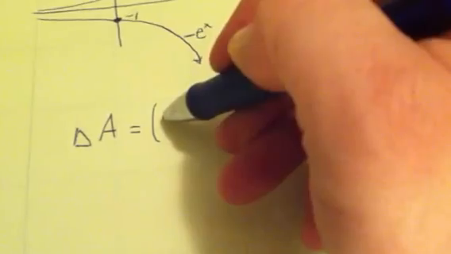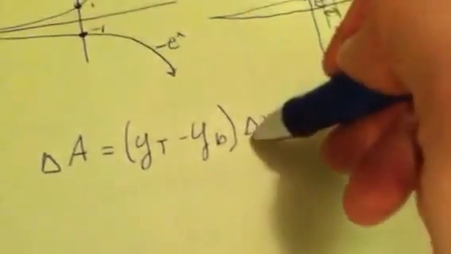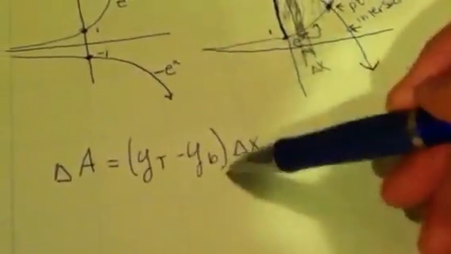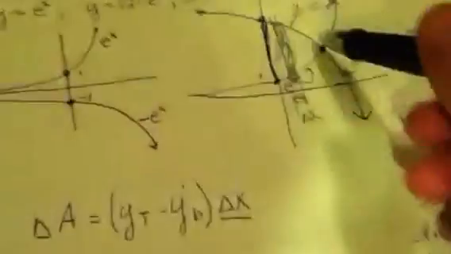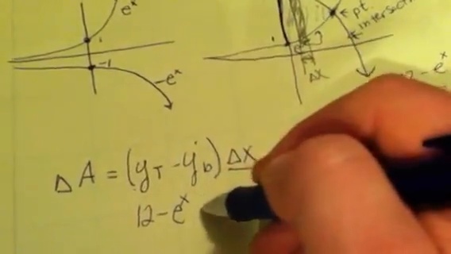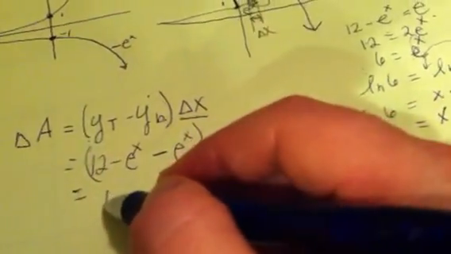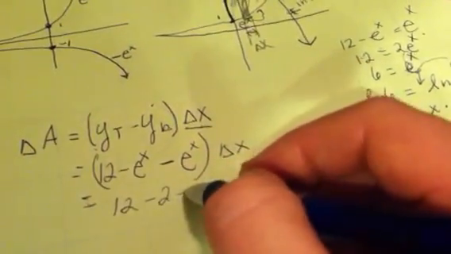If we put that together, our delta area, or our small piece of area, is going to equal the height, which is the top function minus the bottom function, times delta x. And since we have the thickness in terms of delta x, we know we have to integrate with respect to x. So we use these functions in terms of x. Our top function was 12 minus e to the x, minus the bottom function, which is e to the x, and all of that is still multiplied by delta x. So this is our small chunk of area, and we can simplify that to 12 minus 2e to the x, delta x.